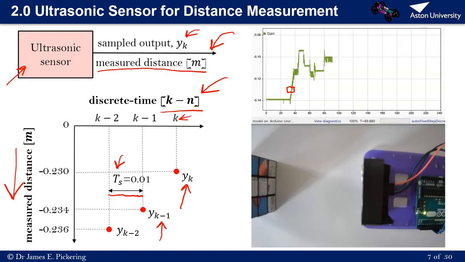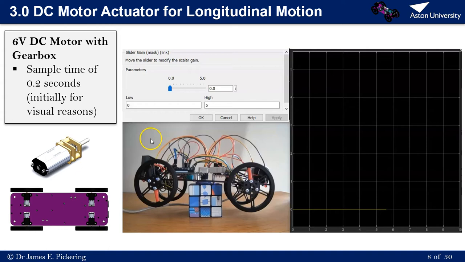What I'm now going to move on to is the DC motor actuators used for the longitudinal motion. So effectively what's going to create the motion so the car can travel forward. If you recall, we've got four DC motors, one located on each of the wheels, and these are mounted via a bracket.